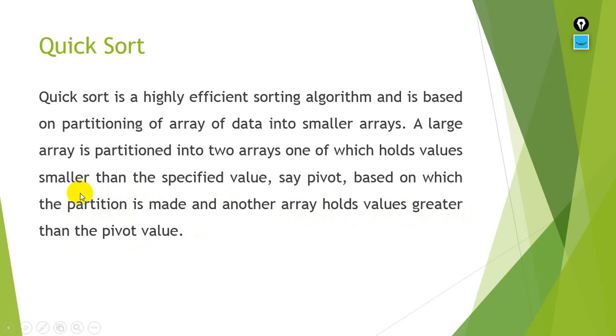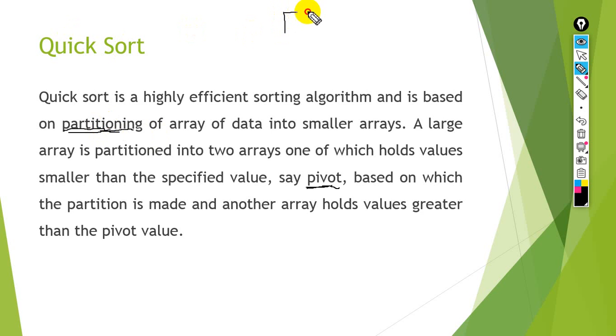So now what does this definition mean? In this definition we have two main things. One, in quick sort we are doing the partitioning. Second, we are taking the pivot value. When we find the pivot value and then the position of the pivot value, we can do partitioning. So quick sort is a sorting in which we sort the array by doing partitions.